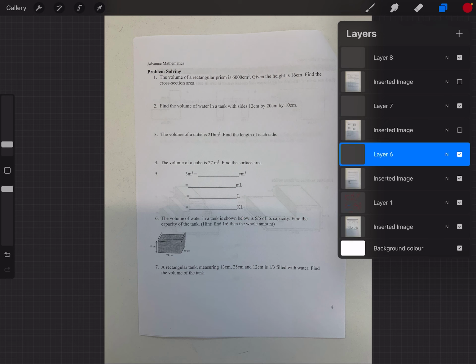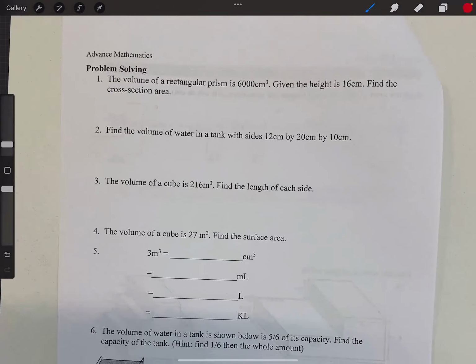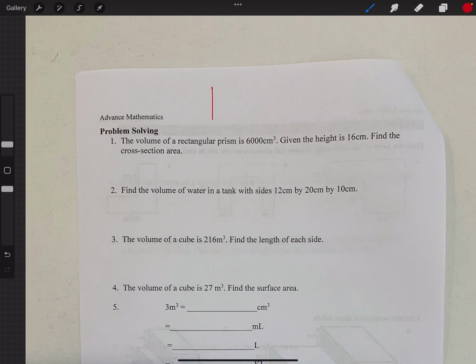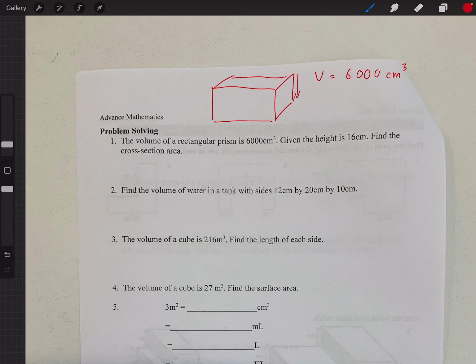Alright, now, next question says, the volume of a rectangular prism is 6. So imagine you have a rectangular prism, which looks like this, roughly. And it says the volume is equal to 6,000 centimeters cubed. Given that the height is 16 centimeters, so the height here is 16 centimeters. Okay, find the cross-section area.